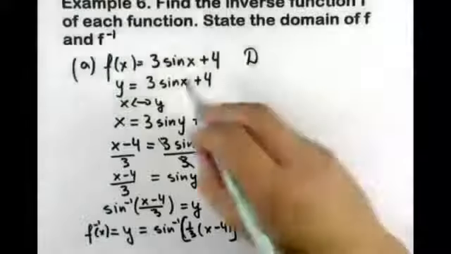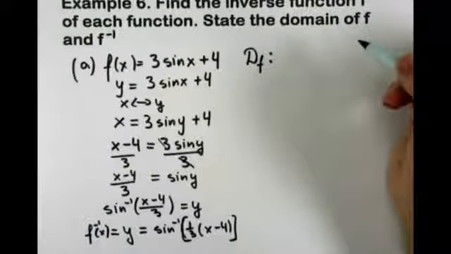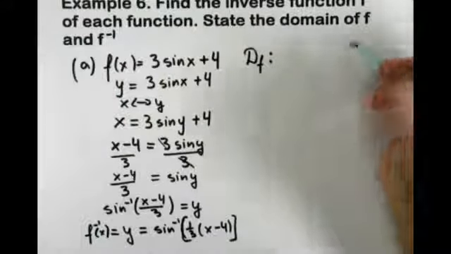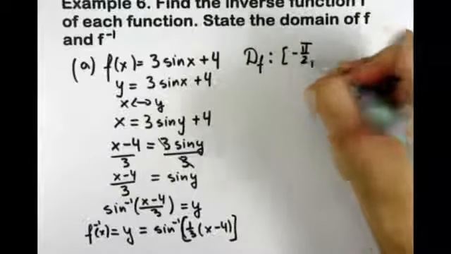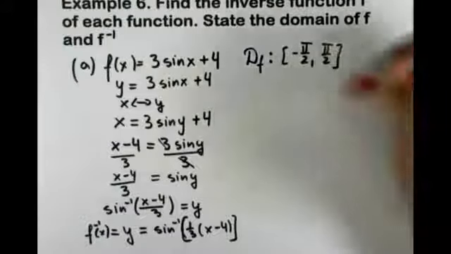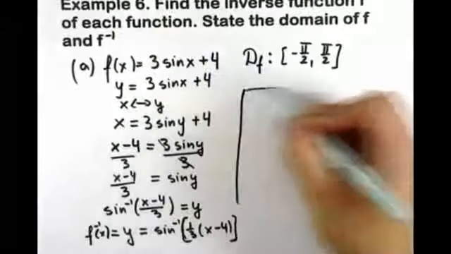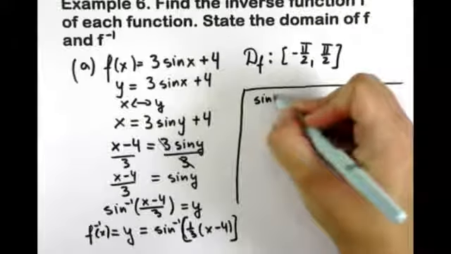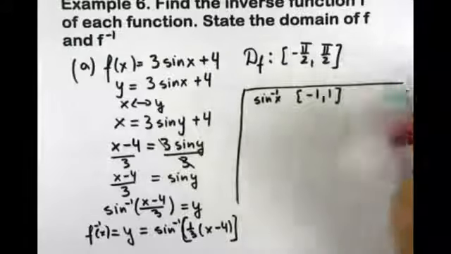Okay, so domain of the original function, domain of f. Domain of f is all real numbers, but we do need to restrict the sine function in order that the function has an inverse. What was the restriction? It is minus pi over 2 to pi over 2. So that's the domain of my function f. Now, domain of the inverse function. We need to work this out. Domain of sine inverse is nothing else but minus 1 to 1.